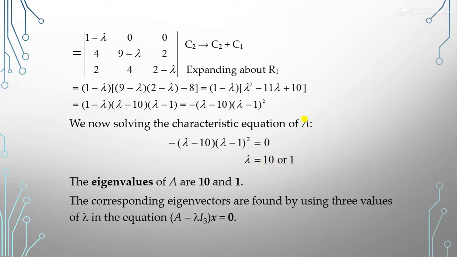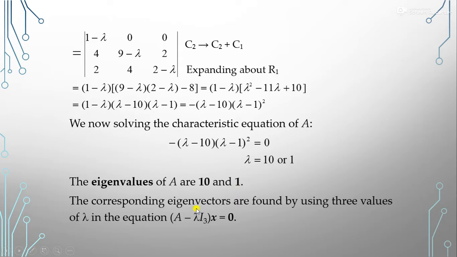We have two factors of lambda minus 1, but we have a 3 by 3 matrix, which means we have three eigenvalues. And what are these three eigenvalues? 10, 1 and again 1. So we have 1 two times, and 10 as the eigenvalues. The three eigenvalues are 10, 1 and 1, and numerically we can say that the eigenvalues are 10 and 1.